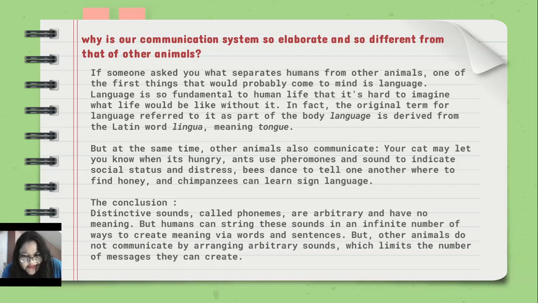The conclusion: distinctive sounds called phonemes are arbitrary and have no meaning. But humans can string these sounds in an infinite number of ways to create meaning via words and sentences. But other animals do not communicate by arranging arbitrary sounds, which limits the number of messages they can create.